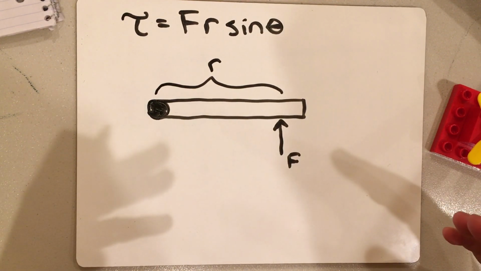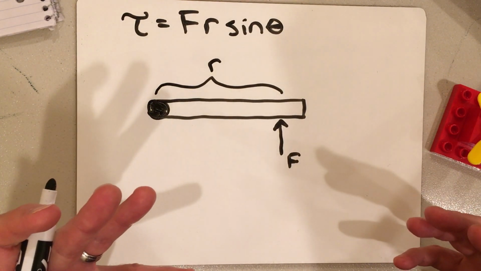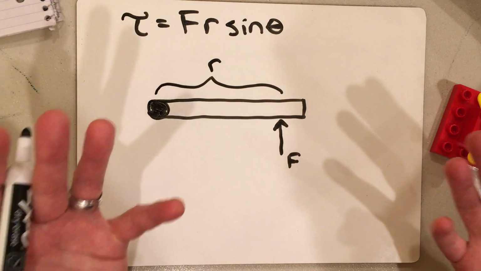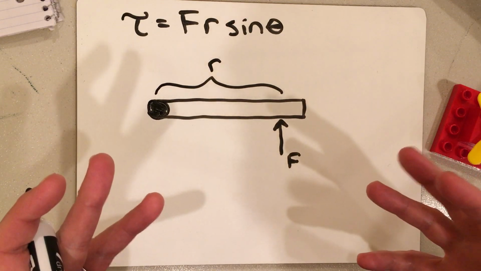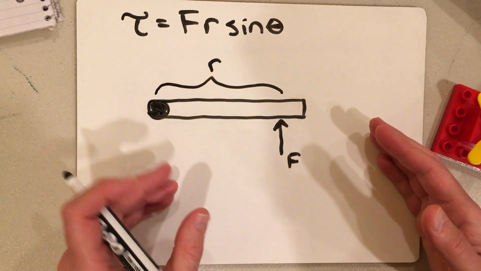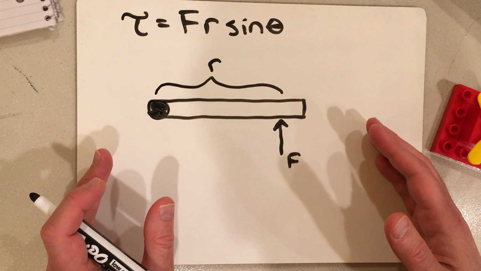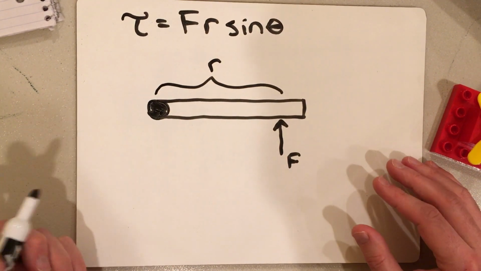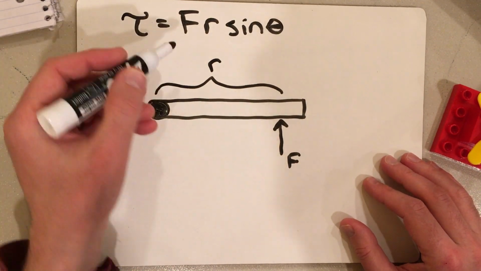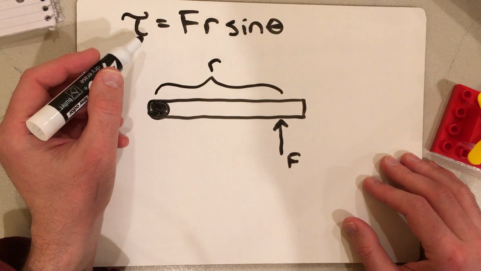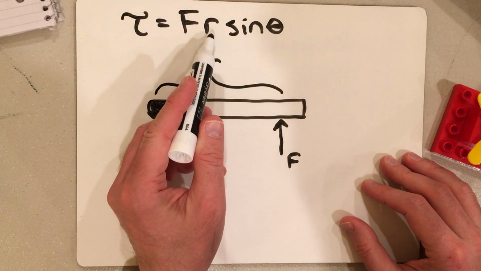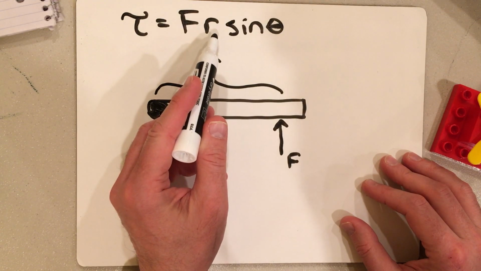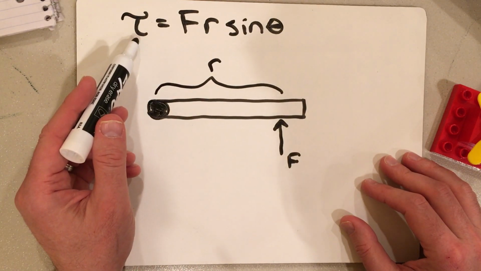Now let's think about our goals with torque. Typically, in practical situations, you're going to want to do one of two things. You're going to want to maximize the torque, or you're going to want the torque to be 0. If you want to maximize the torque, obviously more force means more torque. That's pretty straightforward. But also, you want a big lever. The bigger the lever, the bigger the torque.